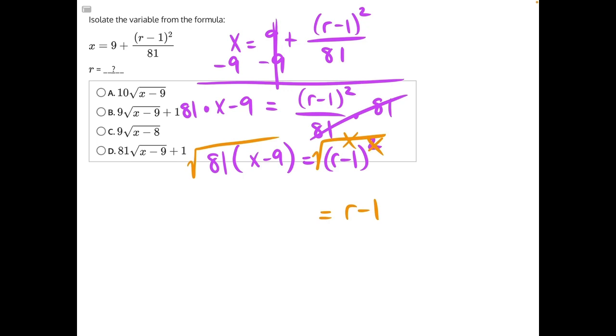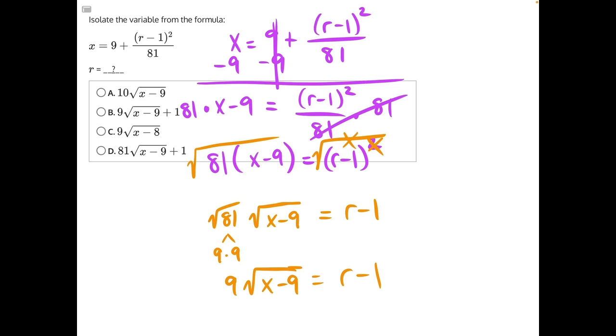And then over here, we can split this up into the square root of 81 times the square root of x minus 9. The square root of 81 can be simplified down. What two identical numbers multiply together to give us 81? That would be 9 and 9. So the square root of 81 is equal to 9. We can't simplify the square root of x minus 9 any further, and that is equal to r minus 1.